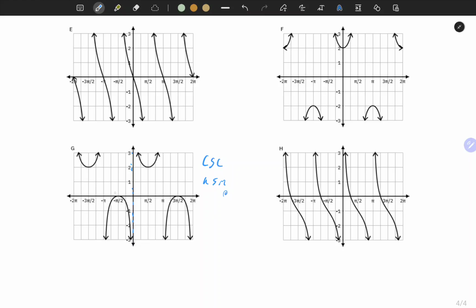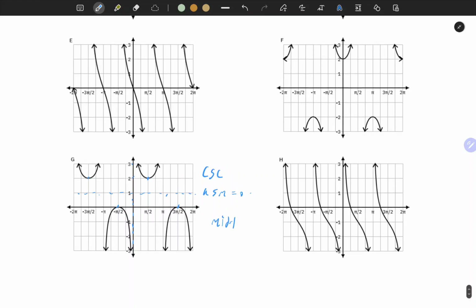This seems to have a midline at 1. There's an invisible midline here because we know that it has an amplitude of 1 above this midline, which is 2. This is where the points are. That's why I know that the midline is 1. Midline is 1. Asymptote is 0.